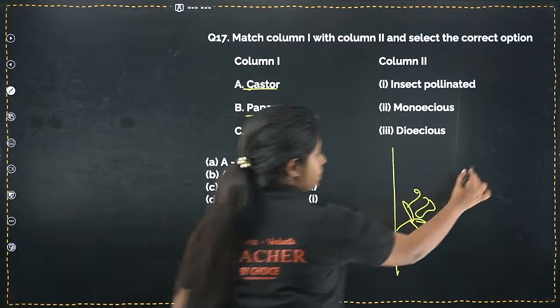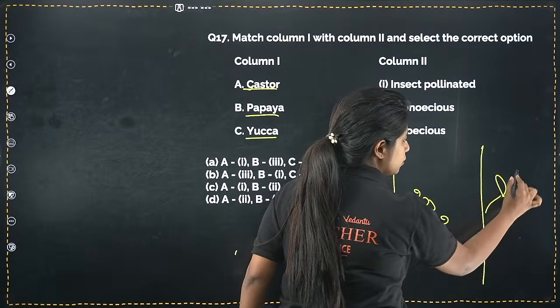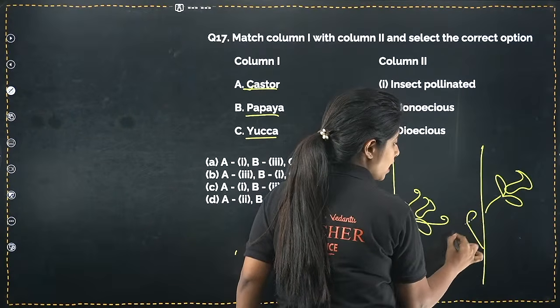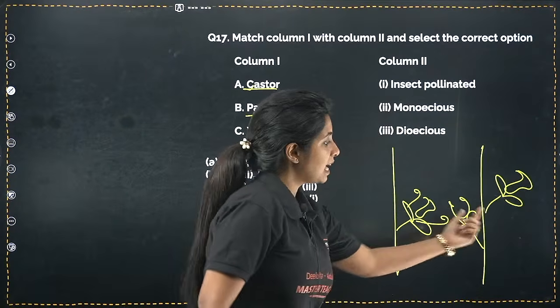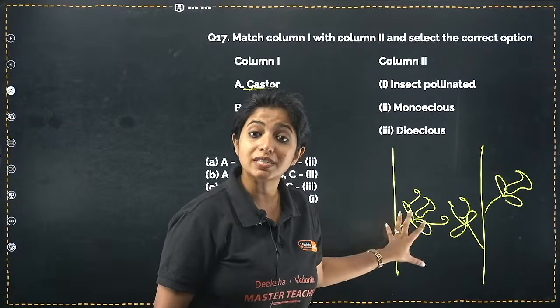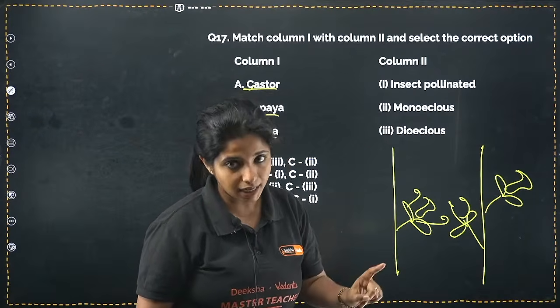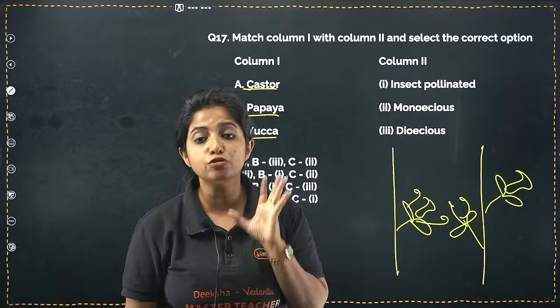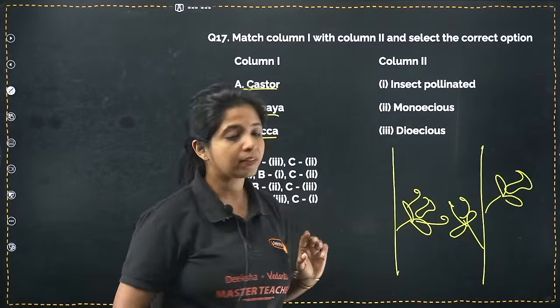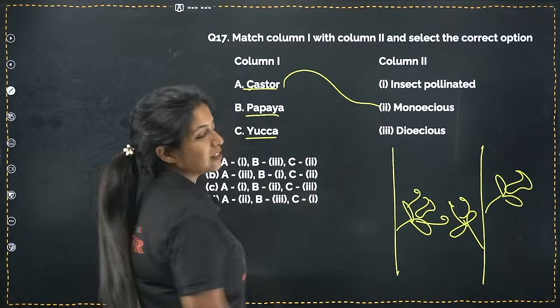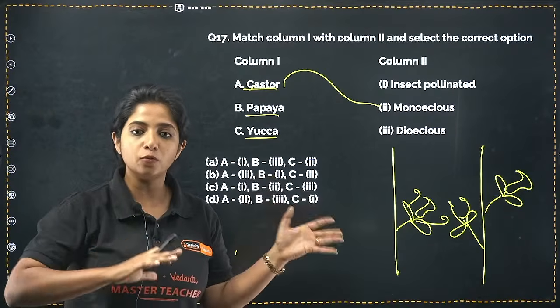Or probably it can be a condition where it has a flower with only the female part and it has another flower with only the male part. Anyway, if at all you see, it has both the sexes in one particular plant itself, right? These type of plants are known as monoecious plants. It can be either this, either this. Anyway, castor is something that is monoecious. Castor is what? A monoecious plant.